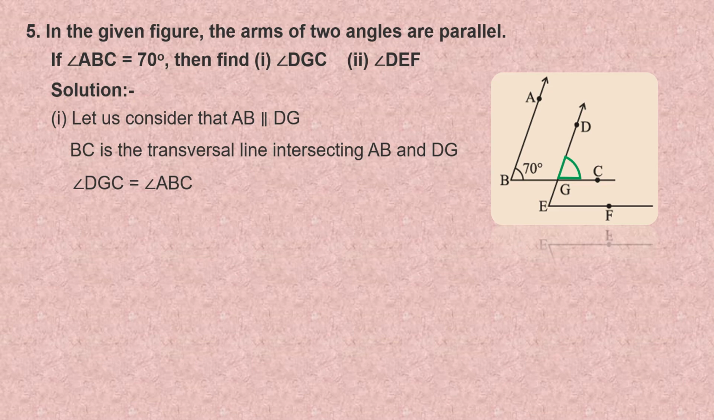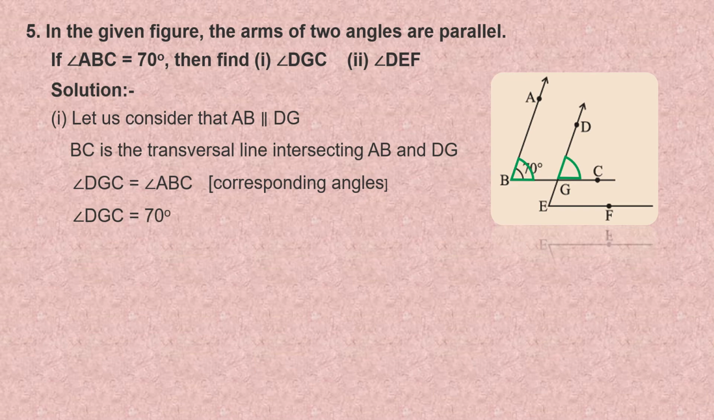So let us take angle DGB. Look at the picture. Angle DGC is equal to 70 degrees. Since the two lines are parallel lines and BC is the transversal, you can use the corresponding angles property. So DGC equal to 70 degrees.